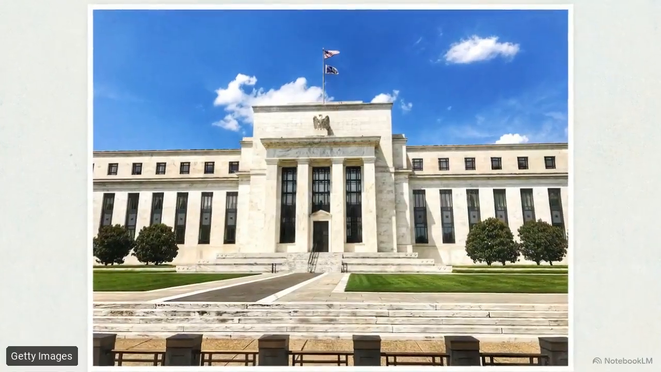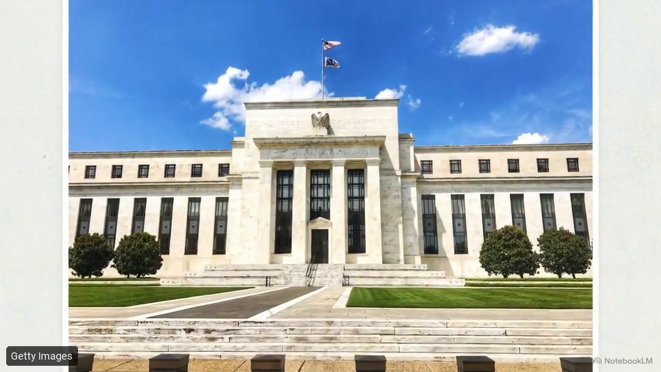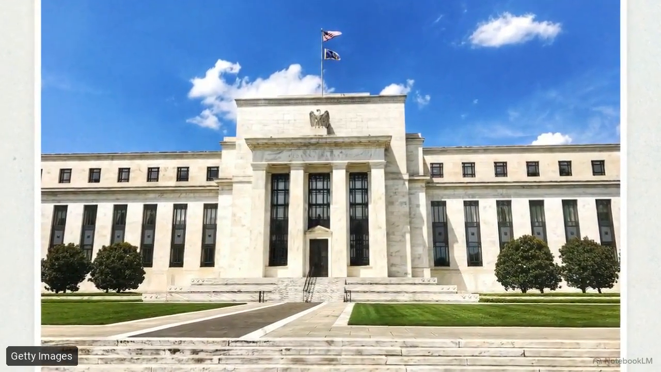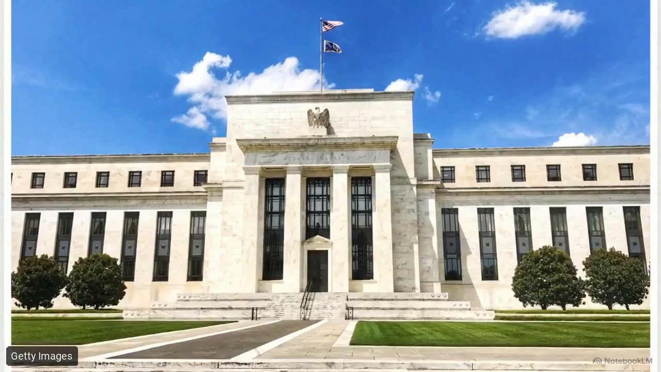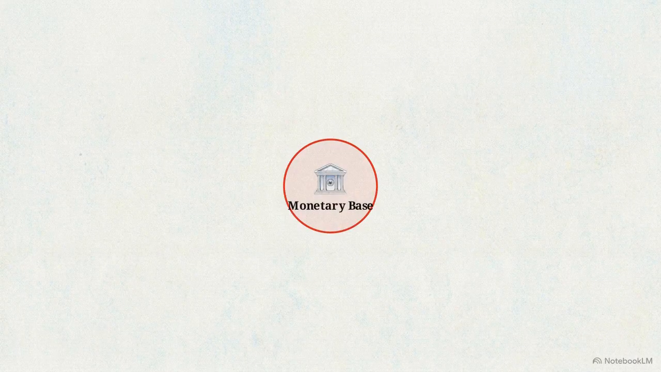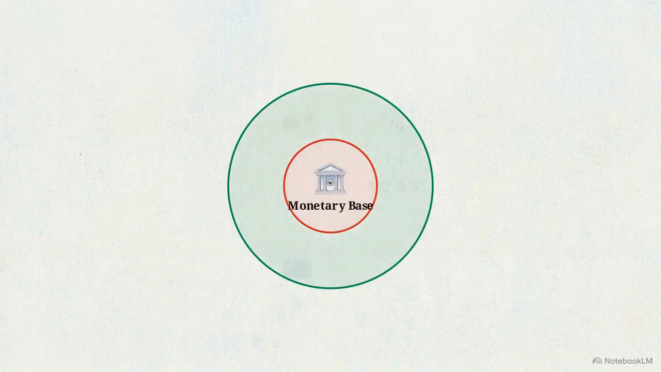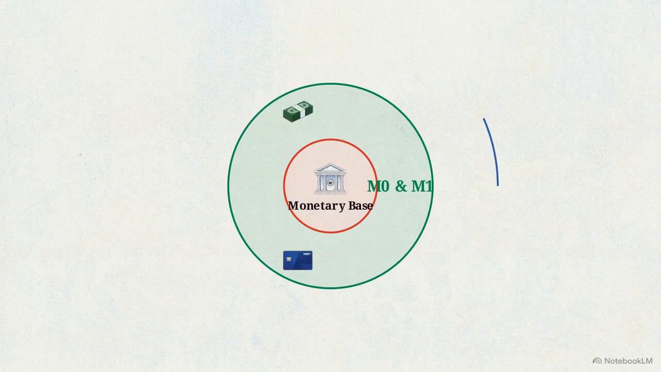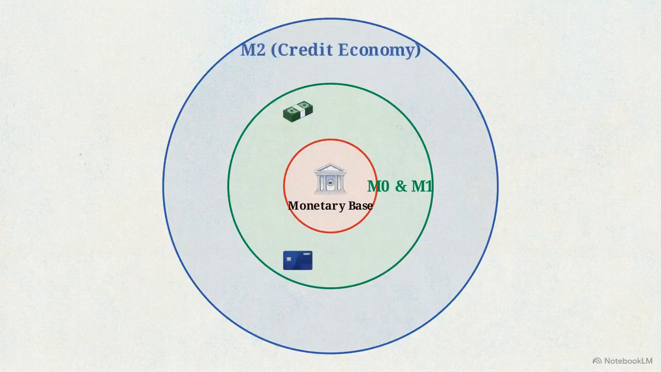At the root of the financial system is the monetary base, the physical currency and bank reserves directly controlled by the Federal Reserve. This visual spectrum maps how that base money expands into the real economy. The first layer is M0 and M1. This includes physical bills and digital balances sitting in checking accounts, assets that represent immediate, highly liquid purchasing power.